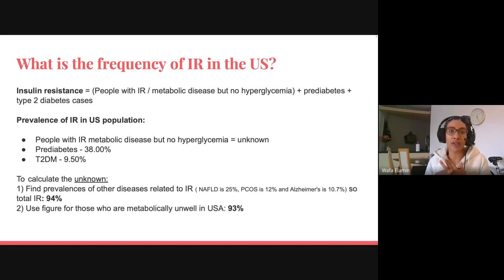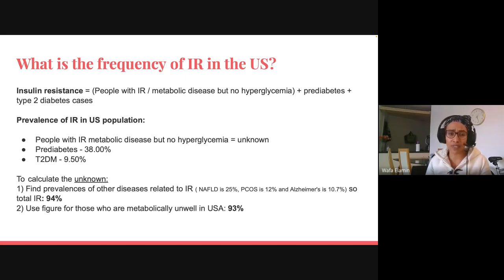For people with IR or metabolic disease but no hyperglycemia, that value is unknown. It's often not measured, or the bloods don't correlate perfectly, but we do know the prevalences of the other two diseases. So when trying to calculate this frequency, initially I tried to find the unknown by looking at other insulin resistant specific diseases like non-alcoholic fatty liver disease, PCOS, and Alzheimer's, gathering their prevalence and adding it on top, and that gave us around 94%.